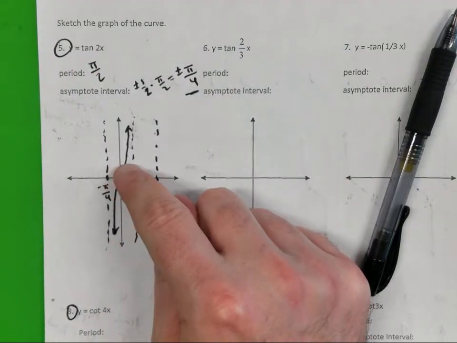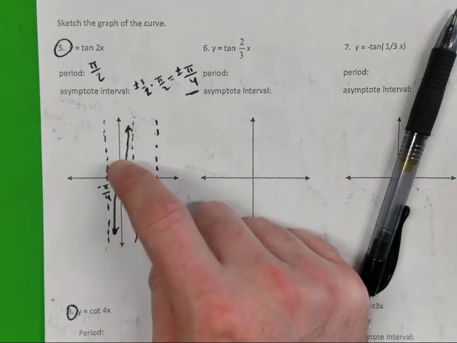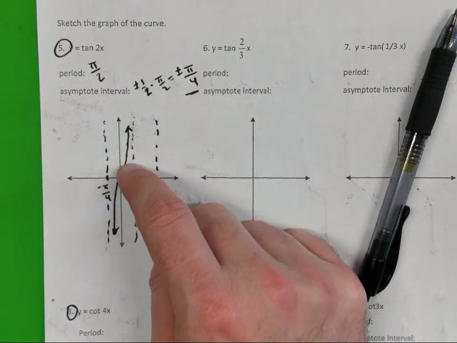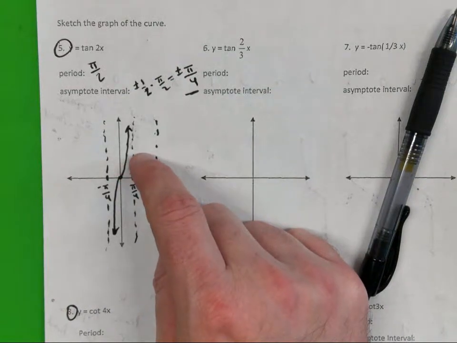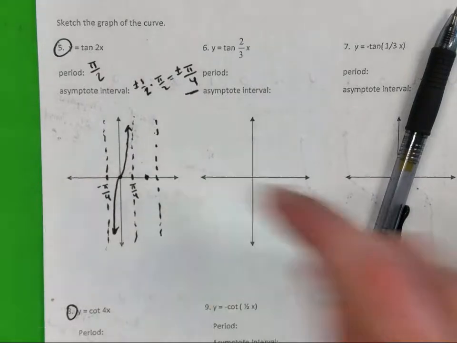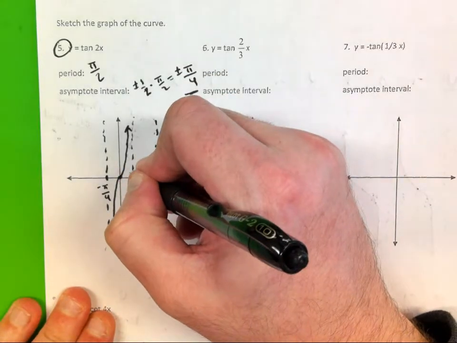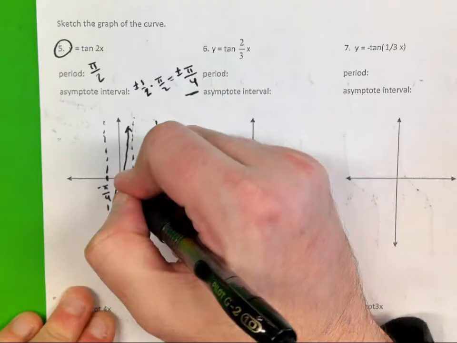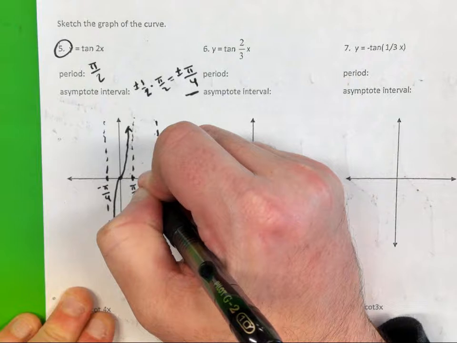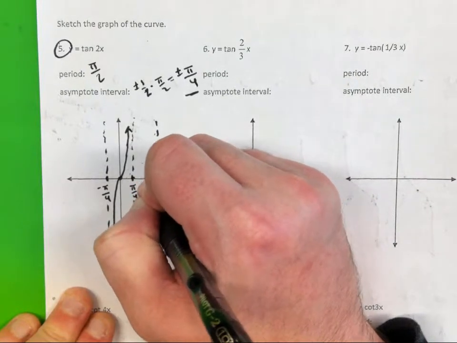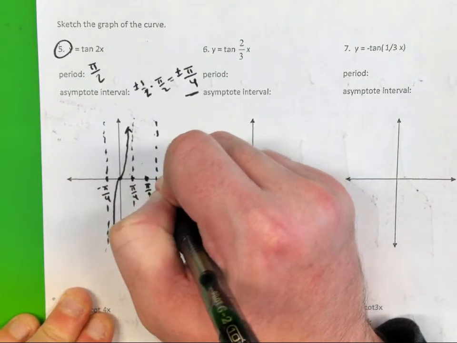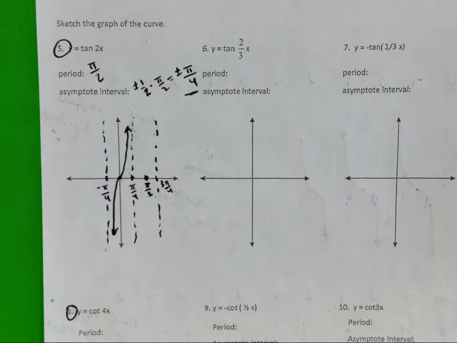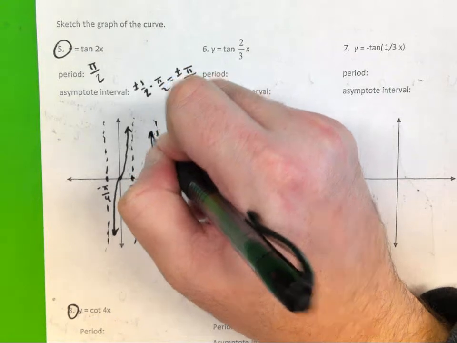From here to here is how much distance? From this to this is how much distance? Pi over 4. So how am I going to get from here to here? Add another pi over 4, wouldn't I? Does that make sense? From here to here is pi over 4. Won't it increase by the same interval? So if from here to here is pi over 4, what would this be? 2 pi over 4, which is pi over 2. And this would be what? 3 pi over 4. And then just draw your line and you're done.